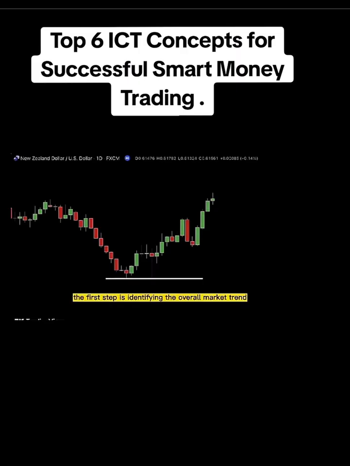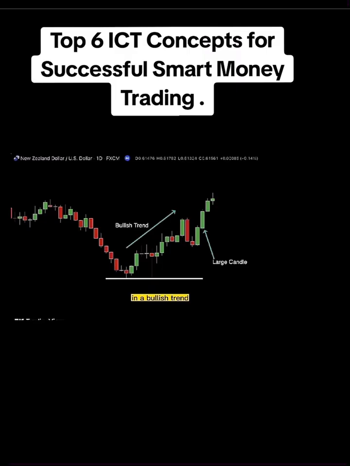The first step is identifying the overall market trend, bullish or bearish. In a bullish trend, the market makes higher highs and higher lows, while in a bearish trend, the market forms lower highs and lower lows. Once the trend is identified, the next task is to locate a large candle with a wide body and small wicks. In a bullish trend, look for a strong bullish candle, and in a bearish trend, search for a large bearish candle.